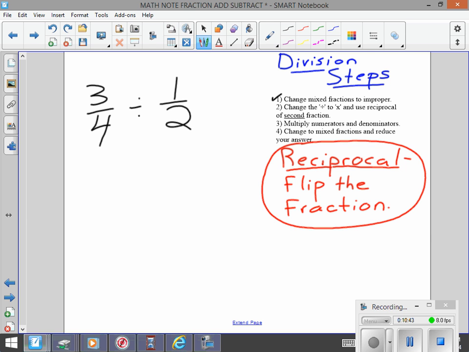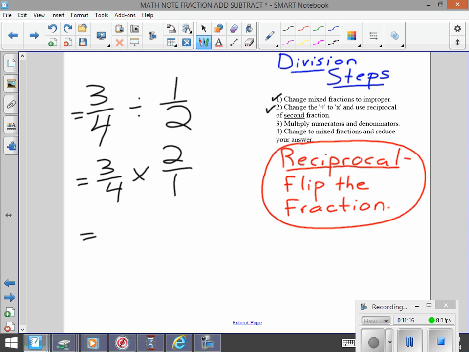Now, step number 2, change the division sign to a multiplication sign. Easy. We can put our first fraction in there, and we'll put our equal signs just so we can show our steps. Now we're going to use the reciprocal of the second fraction. Now underline that, okay? Don't make that mistake. You're not going to flip them both. You just want to flip the second one. Again, when you flip that, that cancels out changing the division to a multiplication, so it works out to be the same thing.